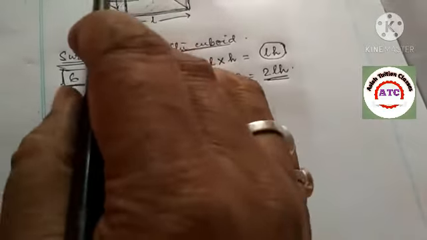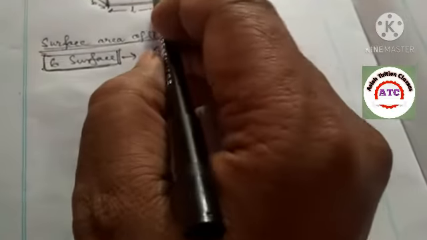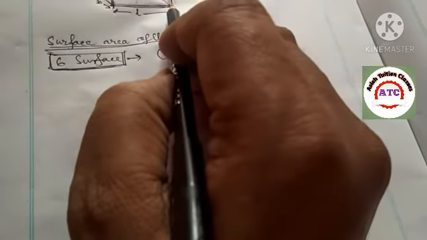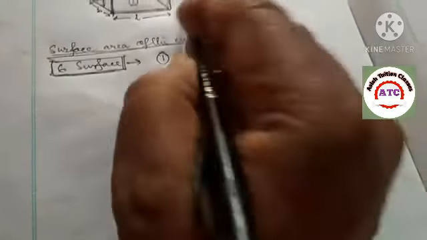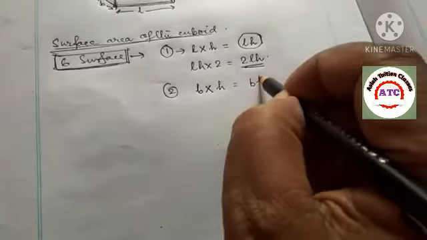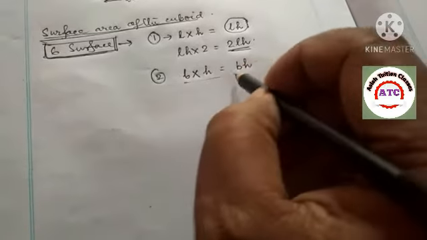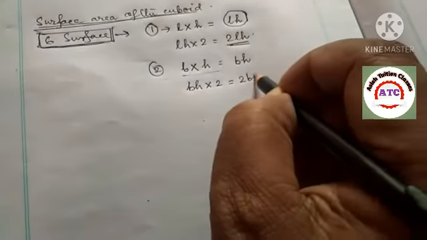Now the second side. Suppose this is the first side, this is the second side, and this is the third side. The second side has the same shape and the same area. Suppose this is the breadth B and this is the height H. Therefore, B into H, this means BH. The other side has the same area, therefore the total is multiplied by 2. B into H multiplied by 2 means 2BH.